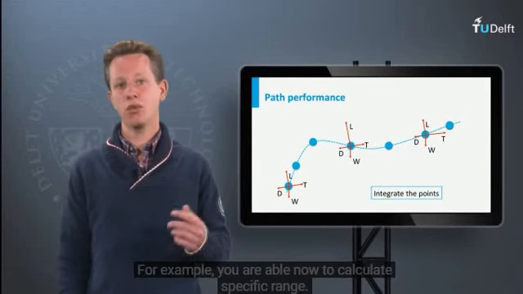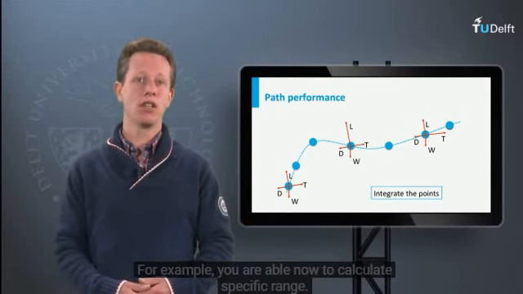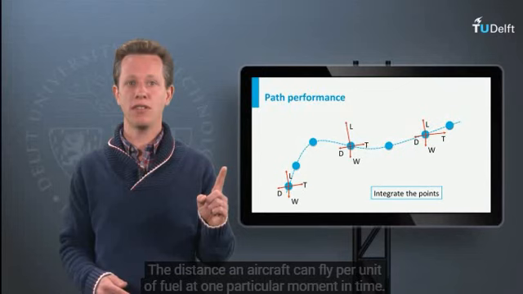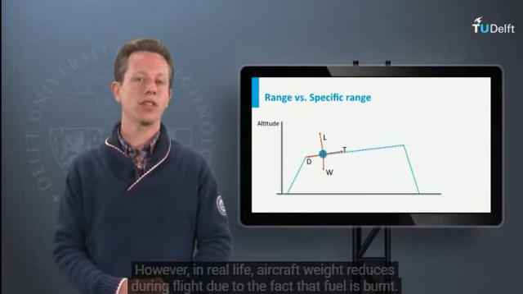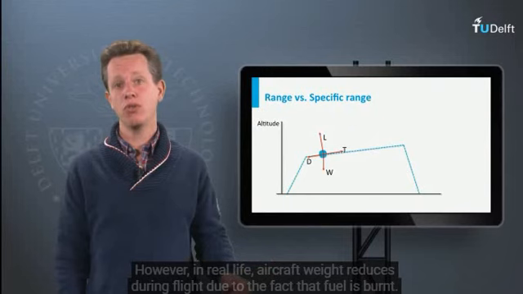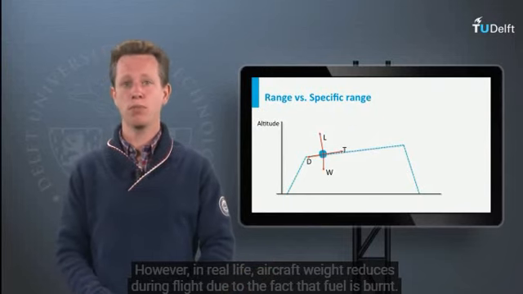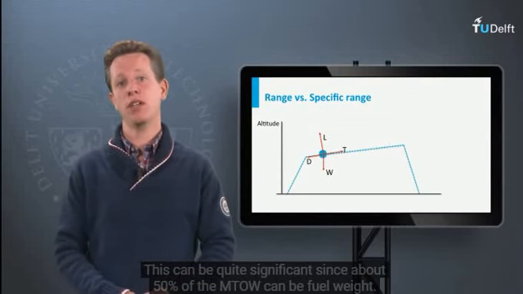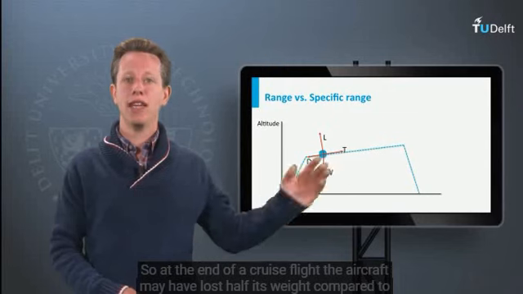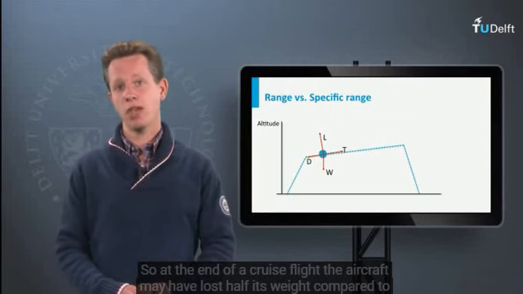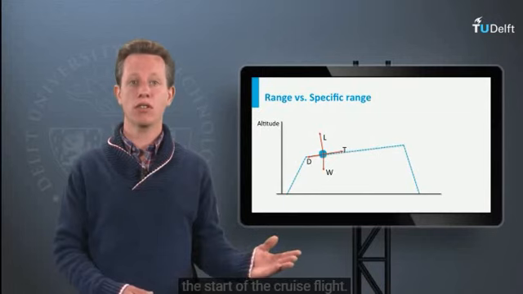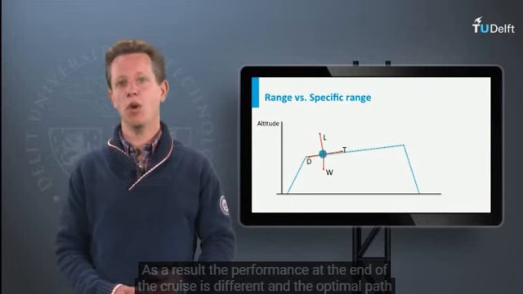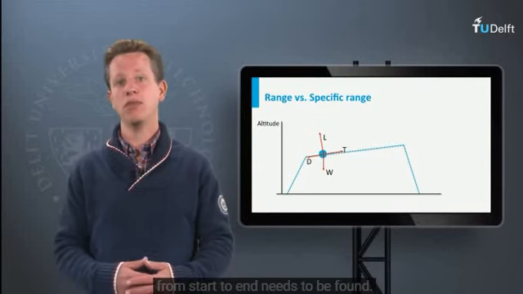For example, you are able now to calculate specific range, which is the distance an aircraft can fly per unit of fuel at one particular moment in time. However, in real flight, aircraft weight reduces during flight due to the fact that fuel is burned. This can be quite significant since about 50% of the maximum takeoff weight can be fuel weight. So, at the end of a cruise flight, the aircraft may have lost half its weight compared to the start of the cruise flight. And as a result, the performance at the end of the cruise is different and the optimal path from start to end needs to be found.